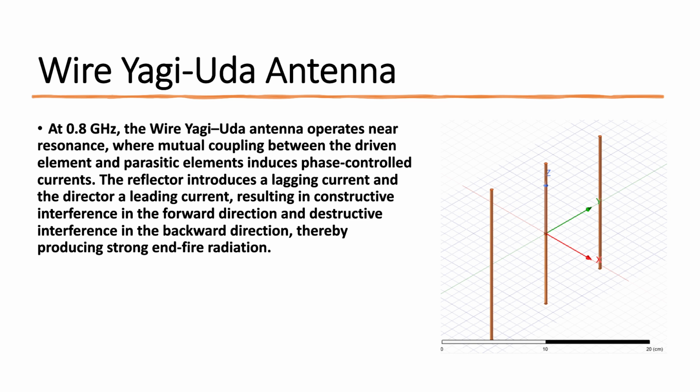The parasitic element, the reflector, carries a lagging current, and the director carries a leading current. Because of this phase difference, the radiation is strong in the forward direction and weak in the backward direction. The result is end-fire radiation, which is a key feature of the Yagi antenna.